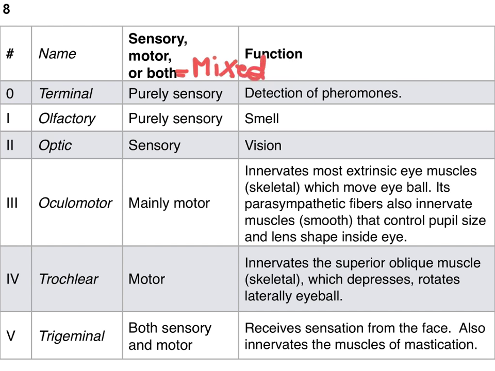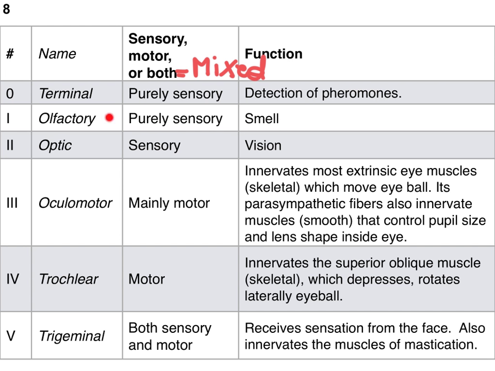So let's get that terminal nerve out of the way. Supposedly, it is a purely sensory nerve, and it seems to be involved in the detection of pheromones. And the reason why we're not going to discuss a whole lot more about it is because this is a nerve that we definitely see in other animals and even in humans, but it's not 100% sure how much we depend on this nerve for pheromones. There's some controversy there. So let's just focus on the remaining 12 pairs.